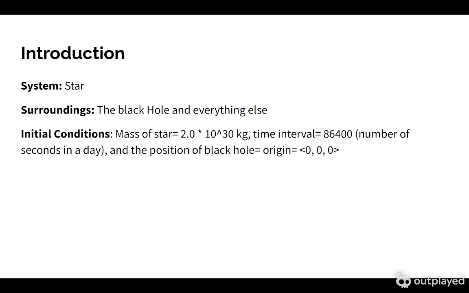The system was the star, and the surroundings were the black hole and everything else. The initial conditions were the mass of the star, the time interval, for which I used the number of seconds in a day, and the position of the black hole, which was at the origin.